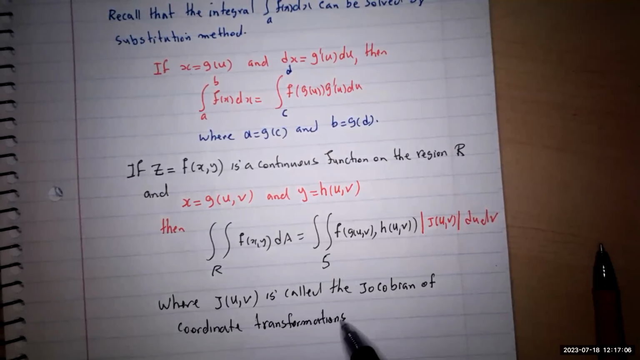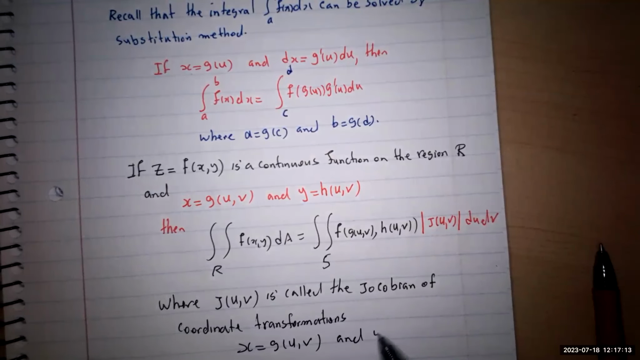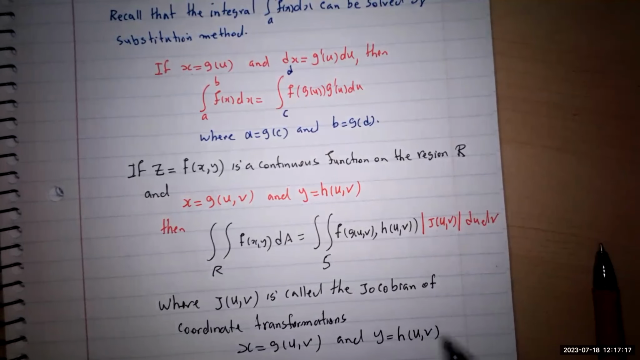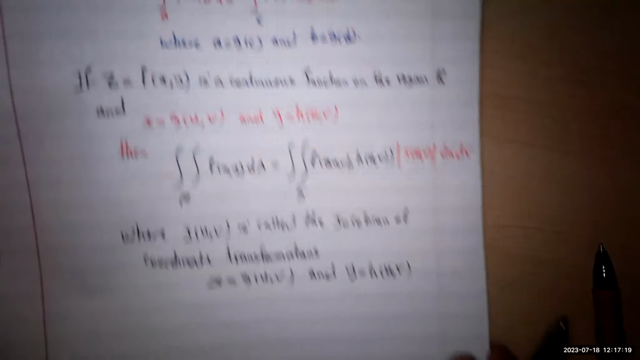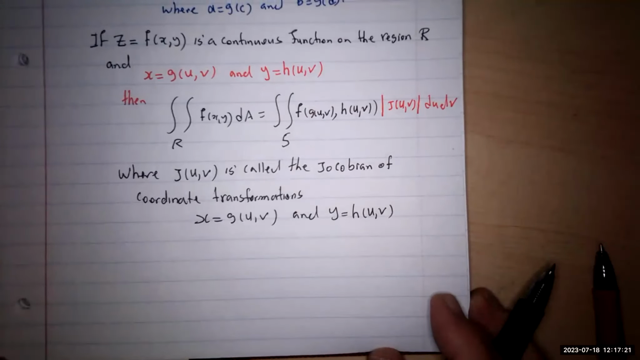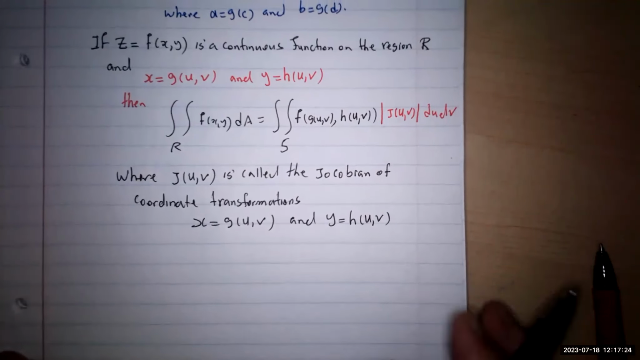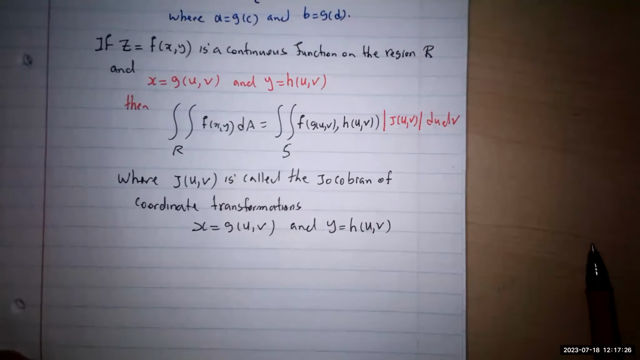Transformation, and this is it: x equals g of u, v and y equals h of u, v, because you transform the xy coordinate into the uv coordinate. That's going to be the idea that we are going to have. Okay, so what's the question?